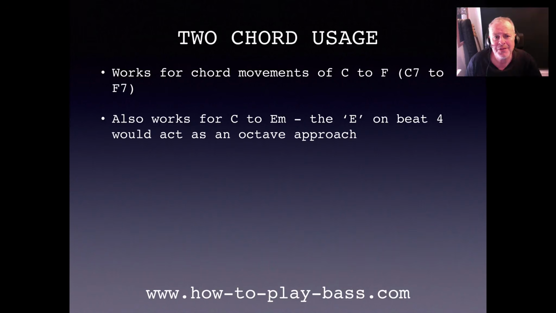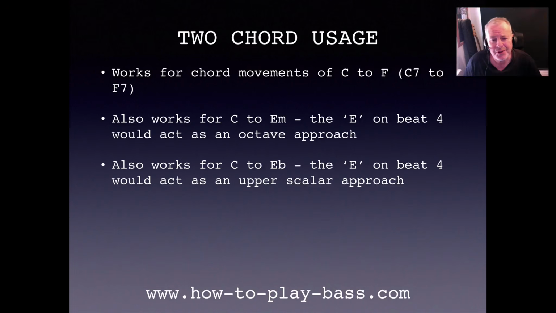It also works for the chord movement of C to E minor. The E on beat 4 would act as an octave approach. So you'd have to drop down an octave and play the root note of E minor an octave below, or depending on where you were playing this, you might be able to get up to make it a lower octave approach and play E minor an octave above that.